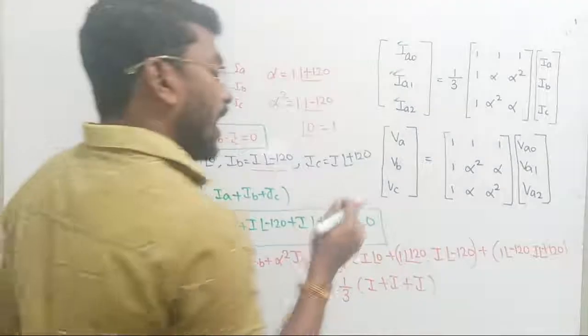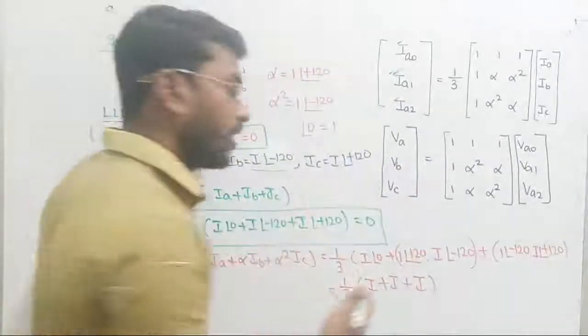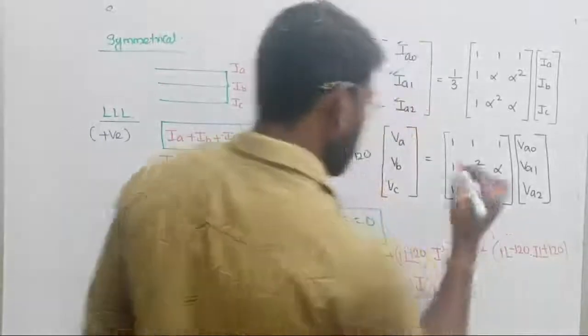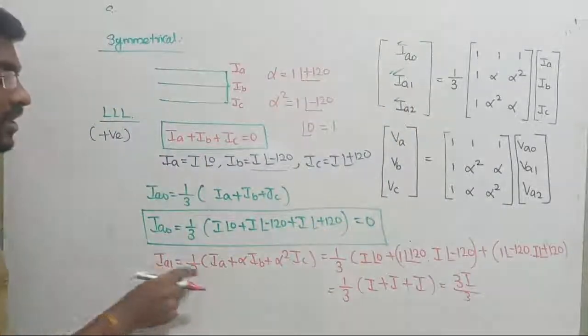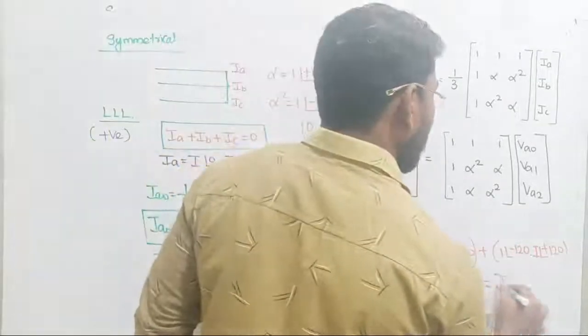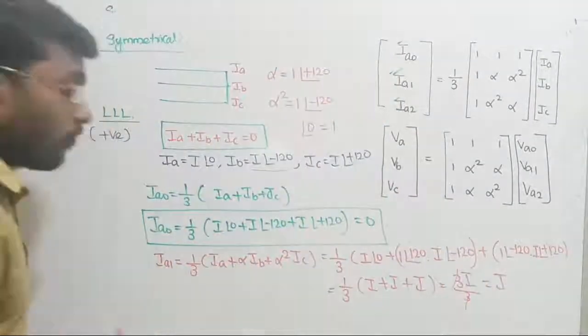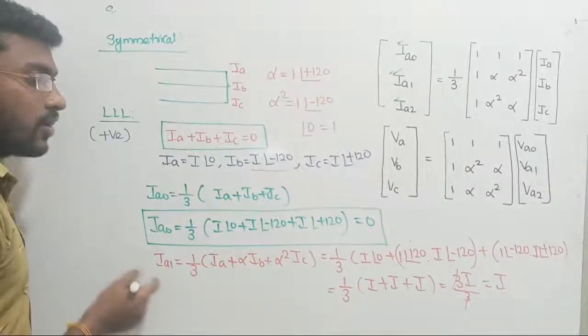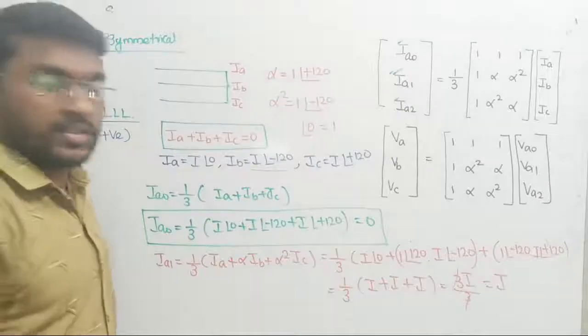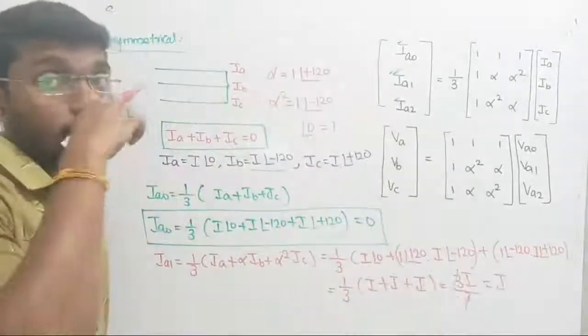Now see that I plus I will become 3 times I. So that is going to be 3 times I whole divided by 3. See that, since from the beginning I am carrying one thing, 1 by 3, the 3 is going to be cancelled. Finally it is going to be equal to I. So what you have understood: positive sequence will be present in case of three-phase symmetrical fault. See that positive component is existing. What about the negative component?